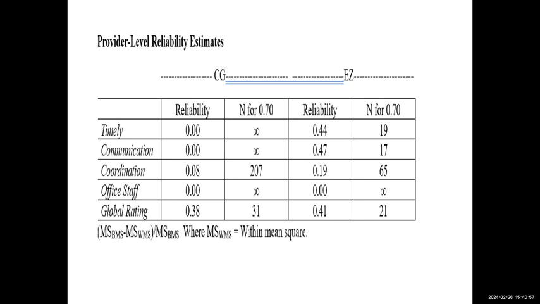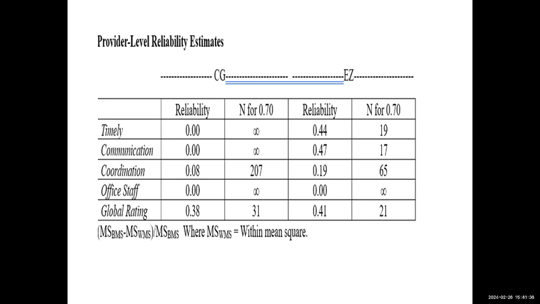The only 2 scales that you can get an estimate out of are the coordination scale, where it's a very small reliability from the sample, 0.08, and you would need 207 patients per provider to get a reliability of 0.70. The global rating item, you get a reasonable sample size that would be needed, 31 patients per provider to get a reliability of 0.70. In our sample, we don't have that many patients per provider, so the observed reliability is 0.38, but that's not what we would expect to do in the future. We could get good reliability with a larger sample.